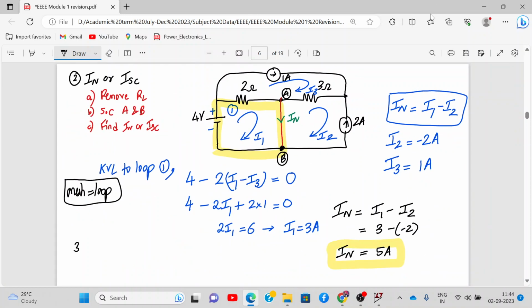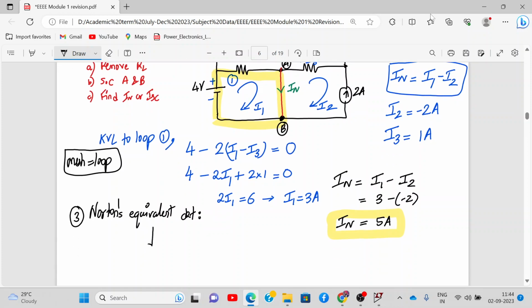Now third part is draw the Norton's equivalent circuit. So what is Norton's equivalent circuit? A current source, we have a parallel resistance Rn, and between point A and B you connect load RL. Got it?